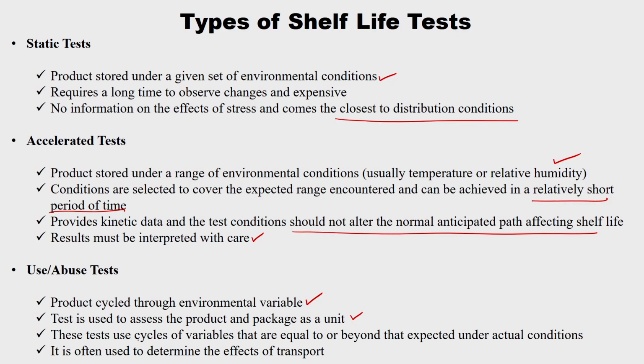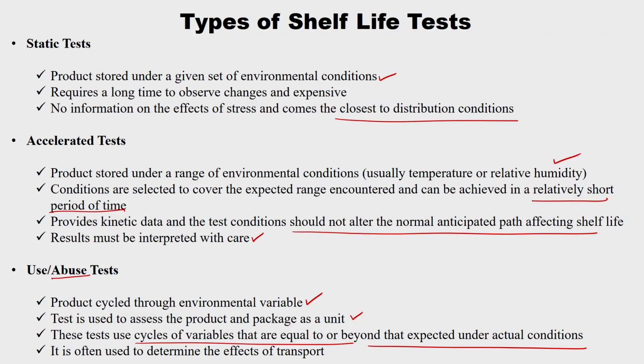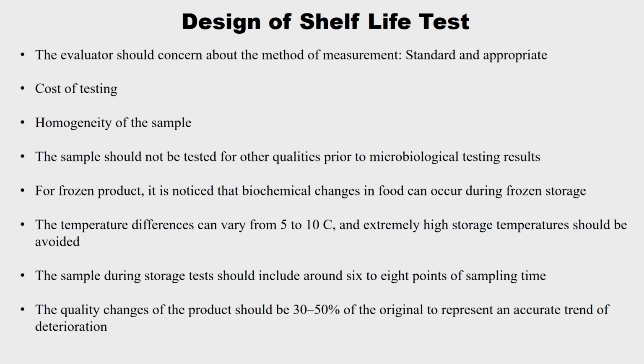These tests use cycles of variables that are equal to or beyond those expected under actual conditions, because it says abuse test also. We create worst conditions and we check. So, normally any product has to be checked for its shelf life under normal conditions and worst conditions and also optimal conditions. So, it takes care of all the conditions. That is why it is the use abuse test.